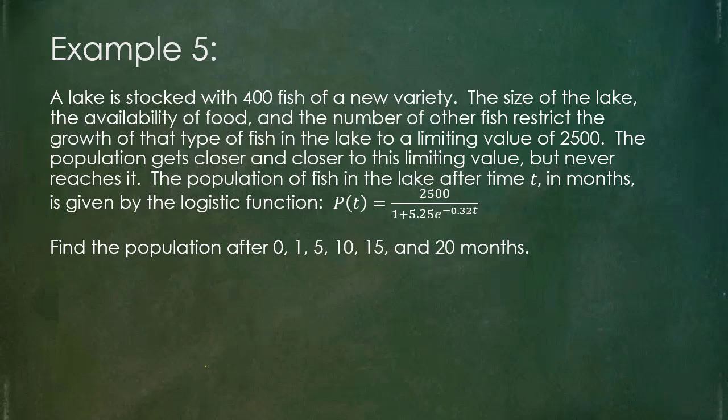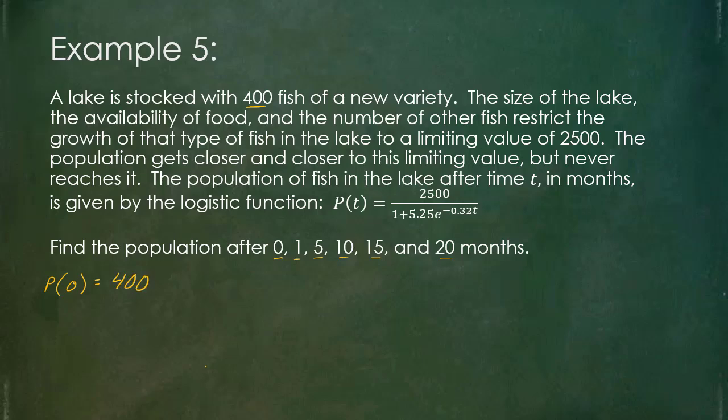So notice they've provided us with what the P of t is, and it just wants us to evaluate some specific numbers. What is the population at 0, after 1 month, after 5 months, after 10 months, 15 months, 20 months. So it's really just a bunch of plug-in numbers. If I plug in 0, it should give me how much I started with, which they actually told me how much I started with.